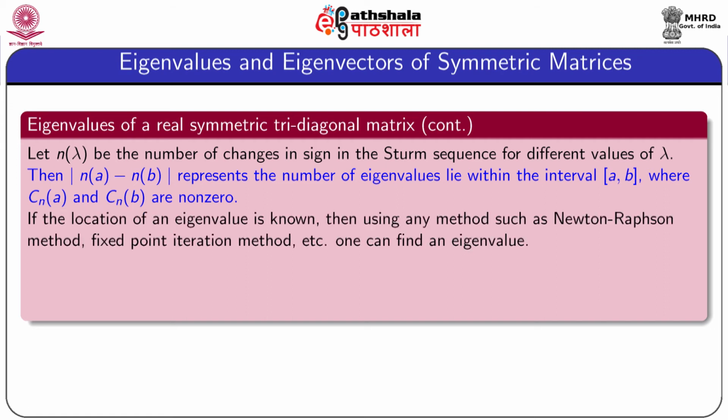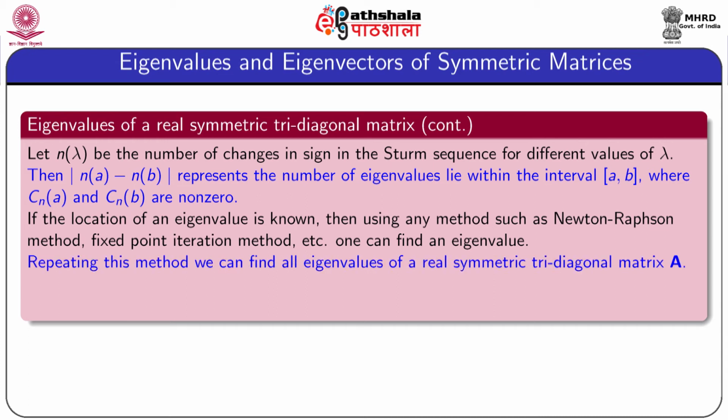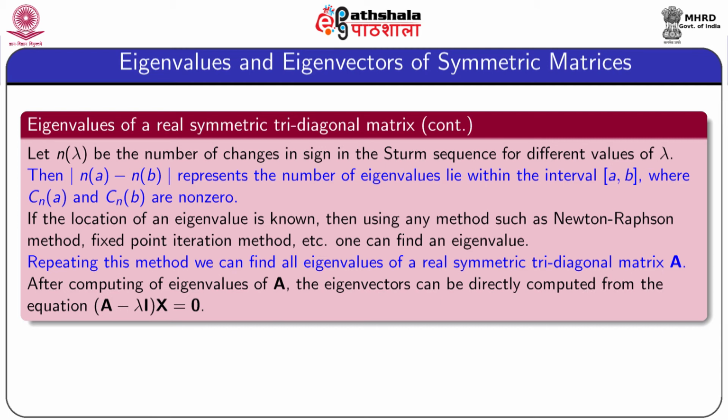If the location of an eigenvalue is known, then using any method such as Newton-Raphson method, fixed point iteration method or bisection method, etc., one can find an eigenvalue. Repeating this method, we can find all eigenvalues of a real symmetric tridiagonal matrix A. After computing the eigenvalues, one can calculate the eigenvectors directly from the equation (A minus lambda I) x equal to 0. This is the fundamental expression to find the eigenvectors of any matrix A.